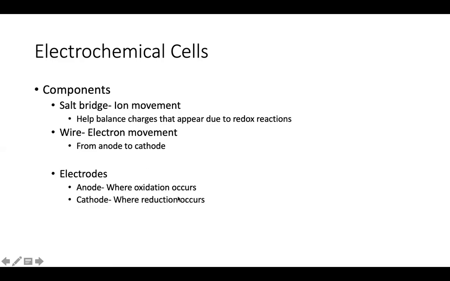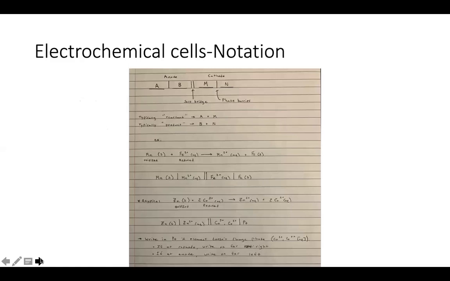I would definitely recommend, because you guys get a cheat sheet, writing this on your cheat sheet, because it's super important. I can't emphasize enough how important it is that you know that anode is where oxidation occurs, and cathode is where reduction occurs.